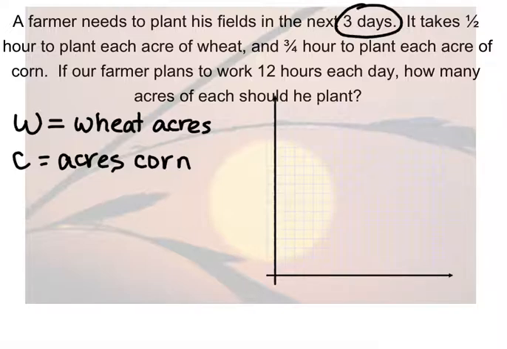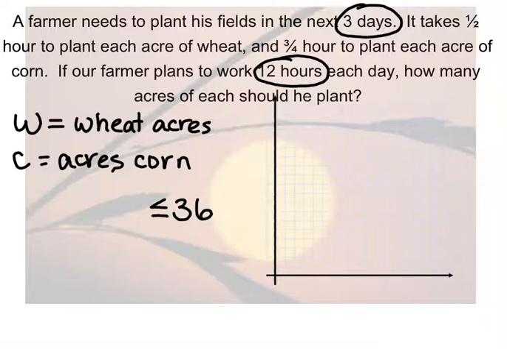Now, if you look, 3 days actually has 2 rules because 3 days, he's working 12 hours each day. So if we're working 3 days for 12 hours, the most hours that this farmer will do is 36. Now, he will not exceed the 36 hours because it says if our farmer works this much. So rather than this constraint being a greater than or equal to, it's going to be a less than or equal to.